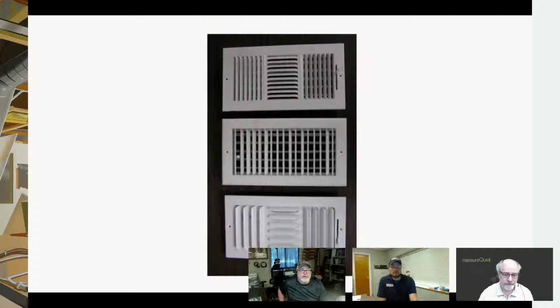Yeah. So these are your three basic types of registers that I see most of the time. I've seen round registers. I've seen all kinds of weird stuff. But this top one here is like your lowest end stamped face register.